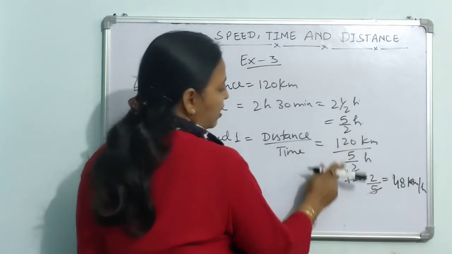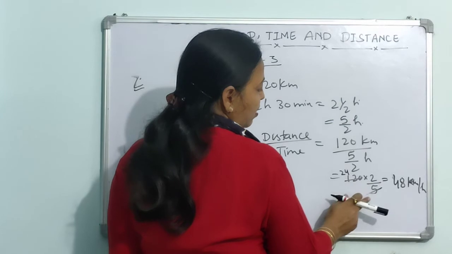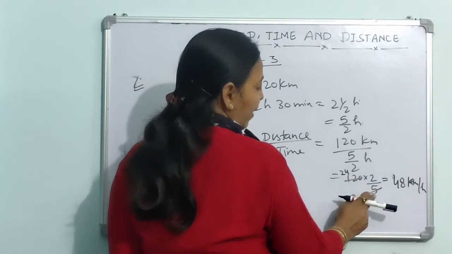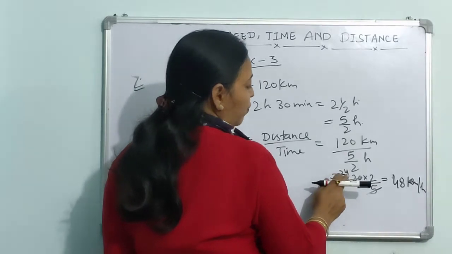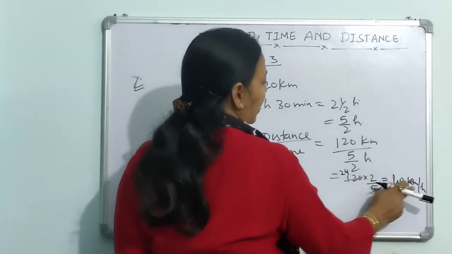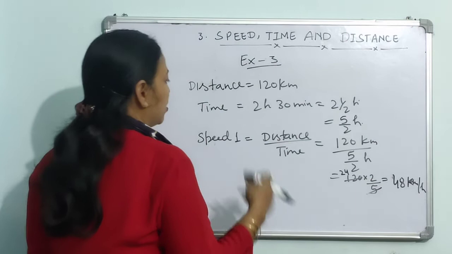5 by 2 is the time. We will multiply with the reciprocal. 120 into 2 by 5. With 5 we will divide 120. We will get 24. 24 into 2, 48 kilometer per hour. So this is speed 1.